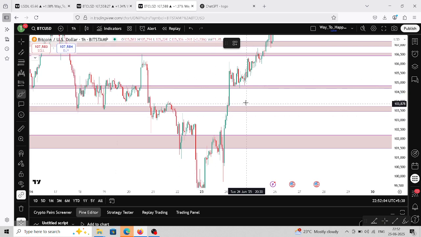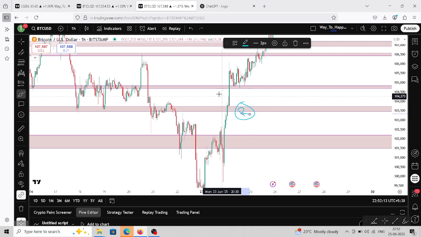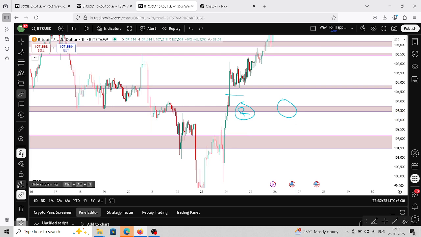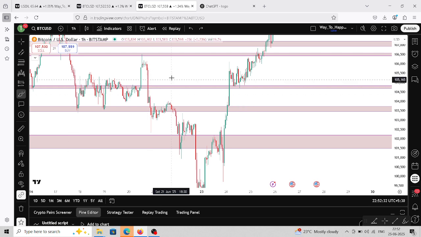So a level which was a resistance here has become a support now. When you're here, this is your resistance. When you're here, this is support. That's the beauty of support and resistance. Now, is there any other way of finding the support and resistance other than this?